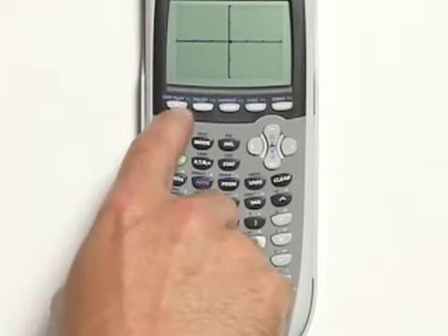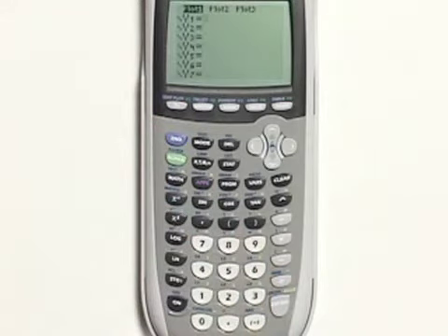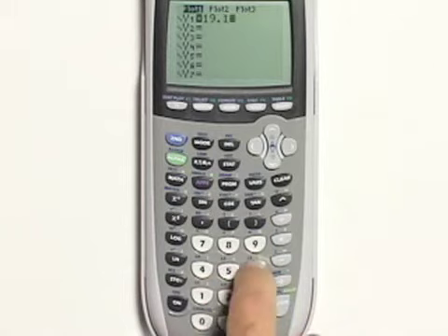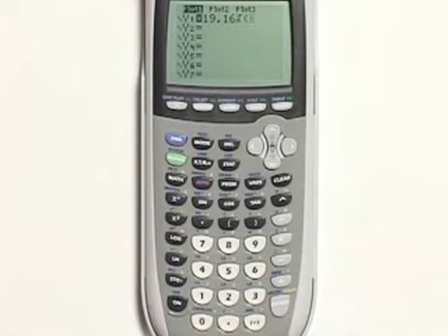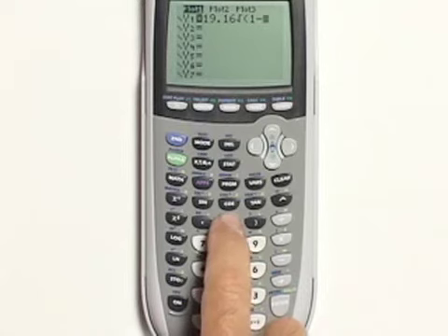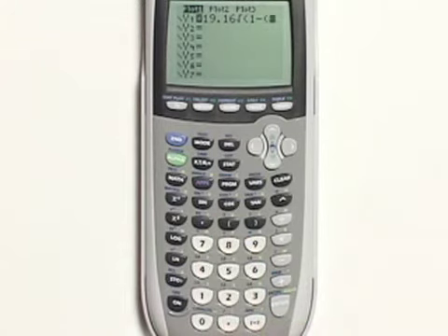We use the equation editor or the y equals key. Our first equation, y sub 1, is 19.16 times the square root, so we press second square root. Notice that it has a parenthesis in there, inside which we put 1 minus, and now this next expression, x squared over 19.18 squared. I put it in parentheses just to set it off from the rest of it. It's not necessary with respect to the order of operations, but it doesn't hurt to do so.